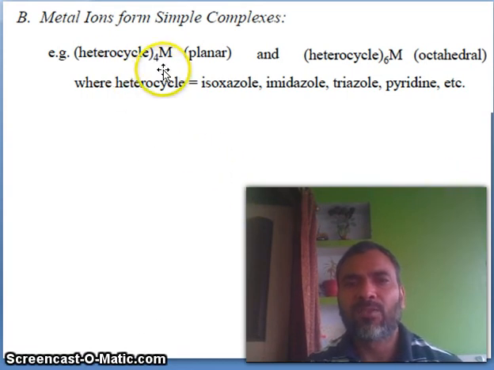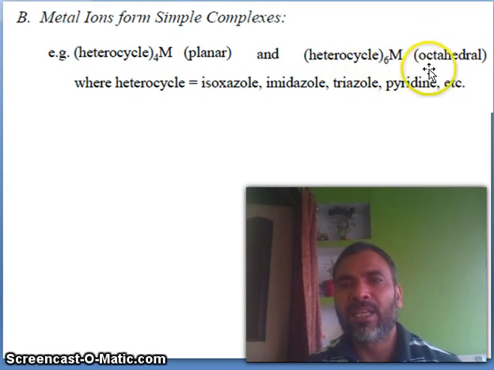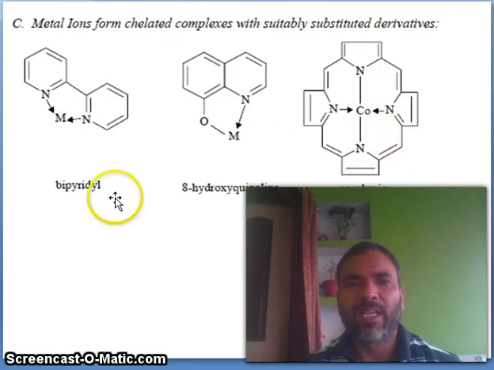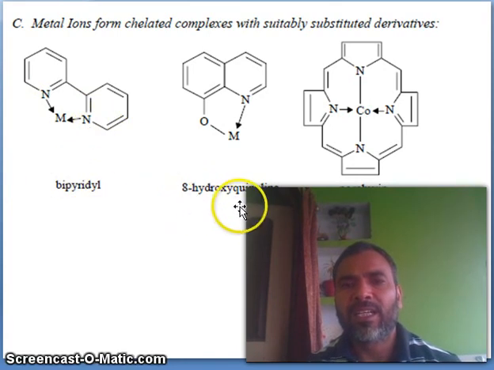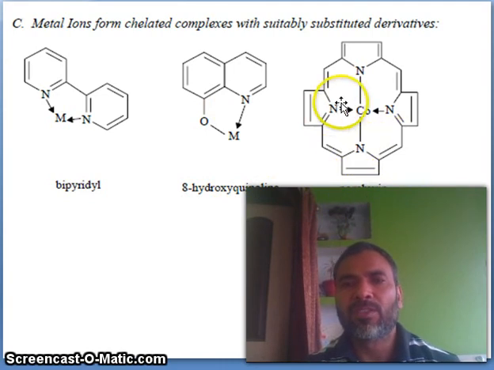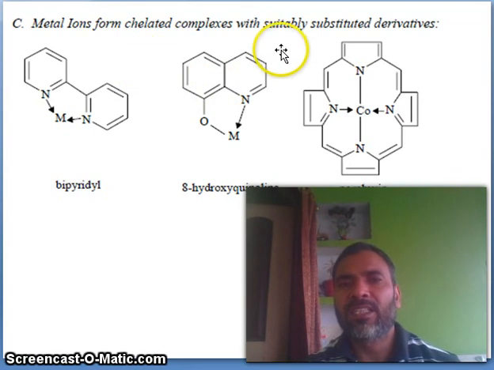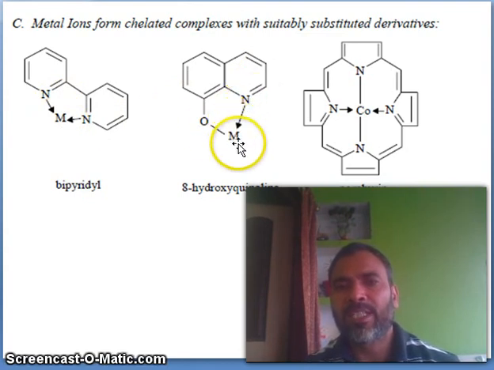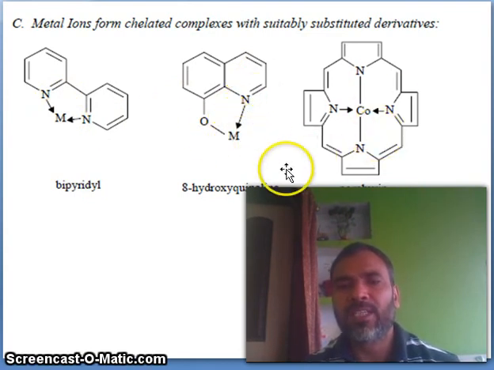So heterocycles give four-membered planar and six-membered octahedral complexes, where the heterocycles are oxazole, isoxazole, imidazoles, triazoles, pyridines, etc. Look here: biphenyl, bipyridyl, N,N-bipyridyl, 8-hydroxyquinoline, you see 8-hydroxyquinoline, and porphyrin, and these are very important compounds. So metal ions form chelated complexes with suitable substituents and derivatives. You see two nitrogens making the chelate, two nitrogens and oxygen making the chelate, here nitrogen making the chelate.